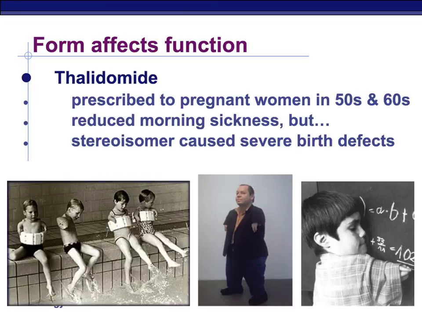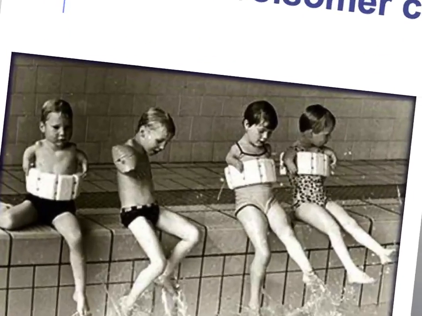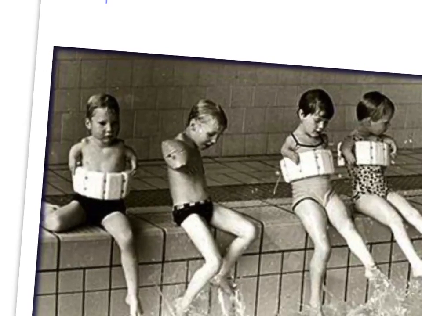But thalidomide is a great example of how structure dictates function. It's a stereoisomer where it caused severe birth defects. And the birth defects were that the kids were being born with no arms. They'd have little hands at the end of their shoulders.